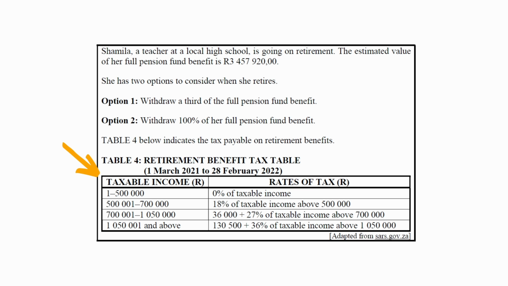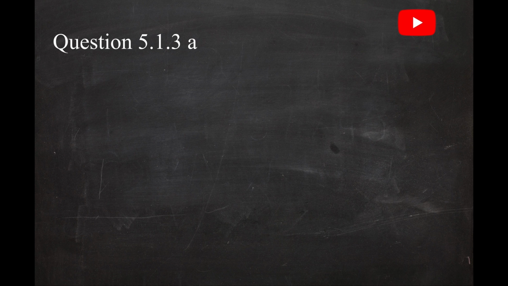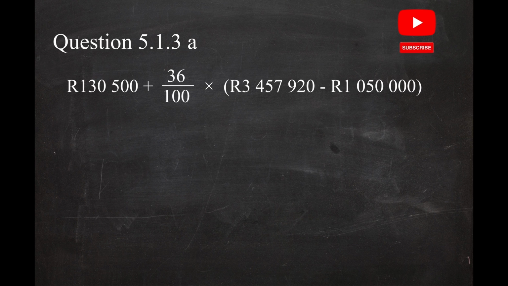From table 4, a full pension of 3,457,920 Rand falls in the taxable income range of 1,050,001 Rand and above. The tax rate for this range is 130,500 Rand plus 36% of taxable income above 1,050,000. The equation for this tax rate will be 130,500 Rand plus 36 over 100 multiplied by the difference between the full pension amount of 3,457,920 Rand and 1,050,000 Rand.